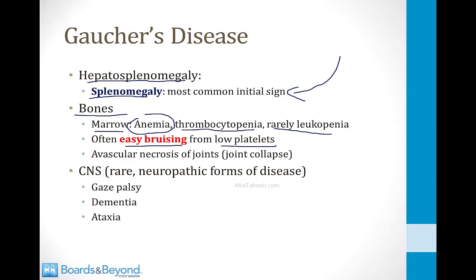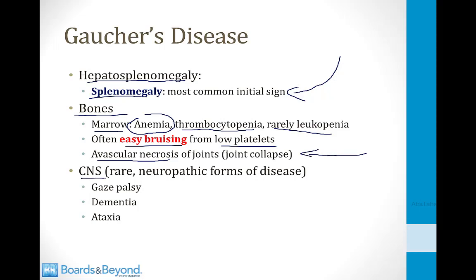In addition, the bones can be affected at the joints. Avascular necrosis, which is ischemia of the joints, can develop. This is because enlarged macrophages full of sphingolipids can obstruct those vessels supplying blood to those joints, and this can lead to joint pain and even joint collapse.